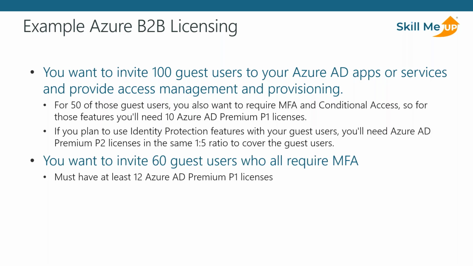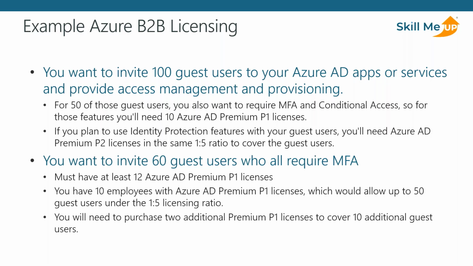A second example of this, you want to invite 60 guest users who all require multi-factor auth. So in that instance, you'll need to have at least 12 Azure AD P1 licenses. So 12 times 5, that gives me 60. You have 10 employees already with Azure AD P1 licenses. Based on the 1:5 ratio, that would allow you to cover 50 of those guests. So you only have to purchase 2 additional Azure AD P1 licenses to cover the additional guests.